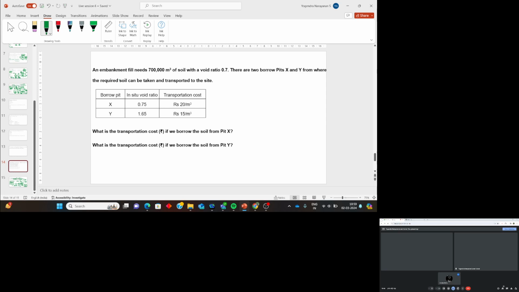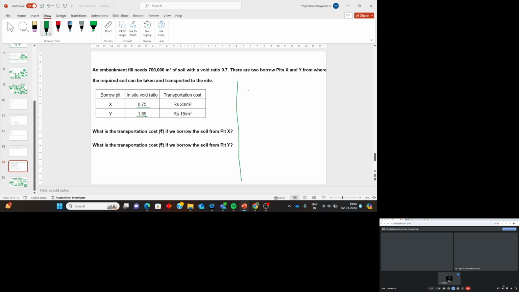Now the conditions for the borrow pits are given. It is 0.75 for one and 1.65 for the other. For 1 meter cube of soil you are excavating, the transportation charge is 20 rupees, and the second is 15 rupees. So if you take soil from borrow pit X, what will be the transportation cost for the entire soil mass?